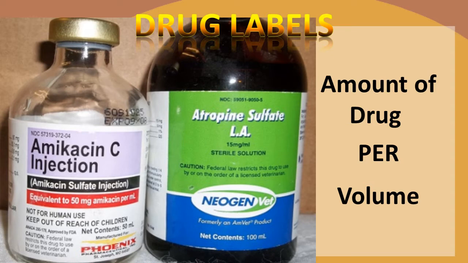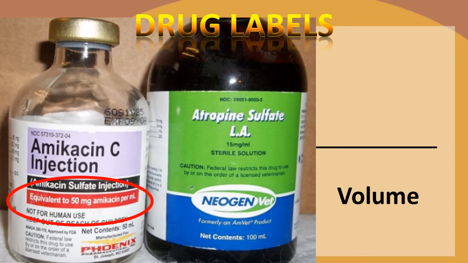With the drug amikacin, which is an antibiotic, the ratio is written with the word per, making it very easy. It has 50 milligrams of amikacin per 1 milliliter. In the atropine, the ratio is written as a fraction with the slanted line. This contains 15 milligrams per 1 milliliter. The ratio for the amikacin would be written as such. Remembering to label, the line represents the word per.